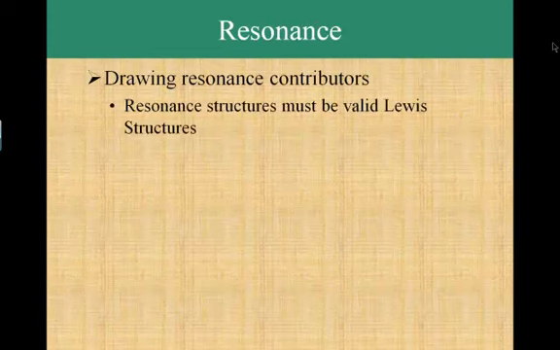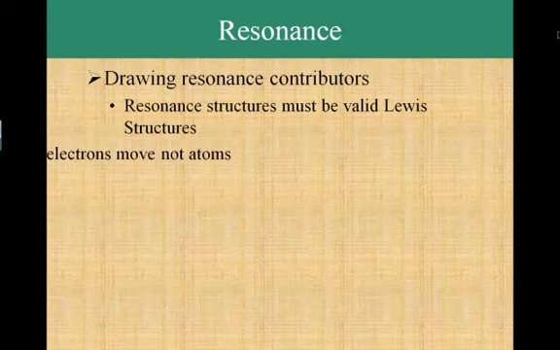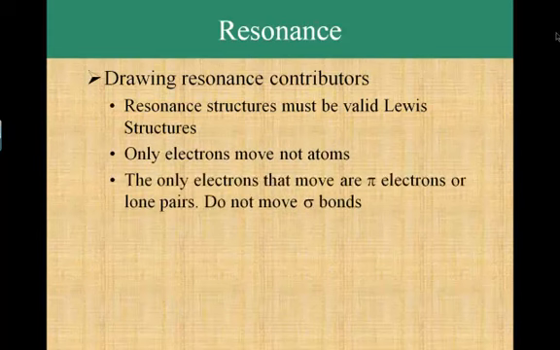So let's consider the rules for drawing resonance contributors. First, every resonance contributor must be a valid Lewis dot structure. You cannot violate any of the rules that we talked about when we discussed drawing Lewis dot structures. You're only going to move electrons around. You're not going to move atoms. The only electrons that you're going to move are going to be from pi bonds or lone pairs.